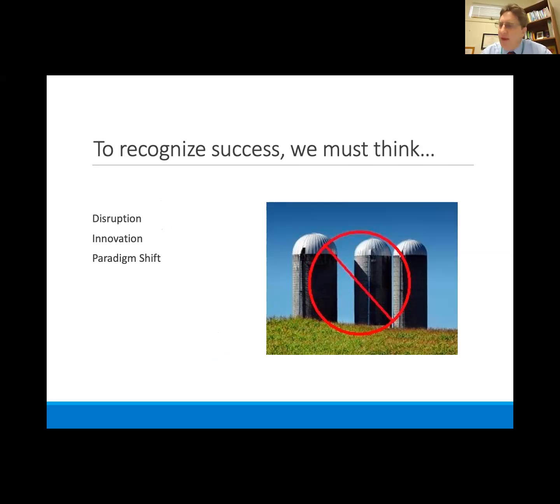we're doing this. So I think in order to recognize success, you really need to think about disruption, innovation, paradigm shift. And we have to really come out of our silos to collaborate and enable community engagement.